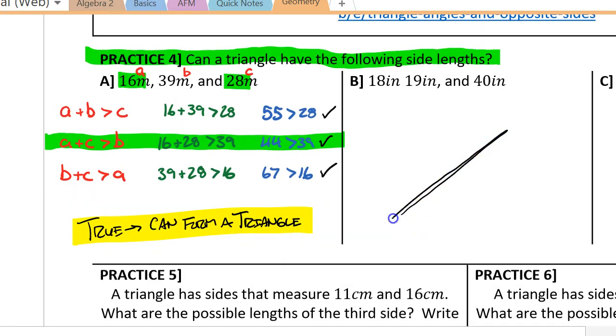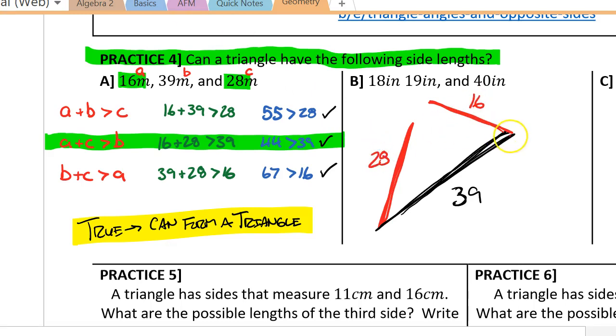From a visual standpoint, if I see the biggest number, in this case 39, what I'm really testing is whether I took the other 2 shorter lengths, in this case 16 and 28, and pinned them onto either side of my longer side, could I maneuver them in some way so that they touch and actually make a triangle?